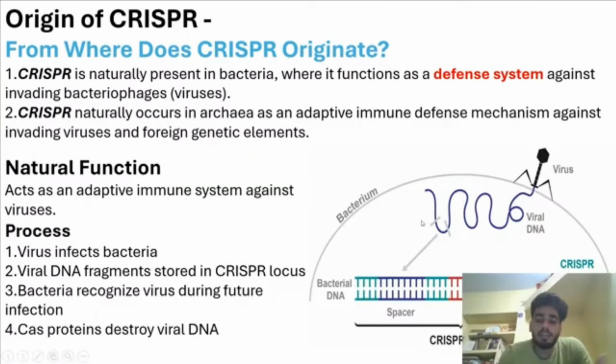So the bacteria will cut down a small fragment of the viral DNA and store it in this CRISPR locus region, or we can say the spacer region. So this is your CRISPR array.